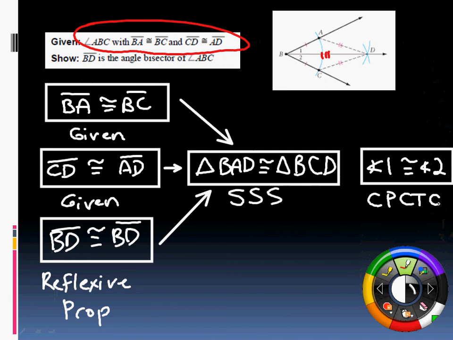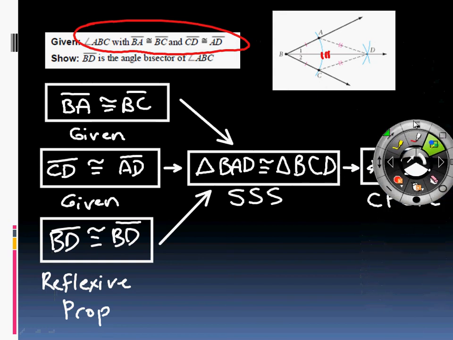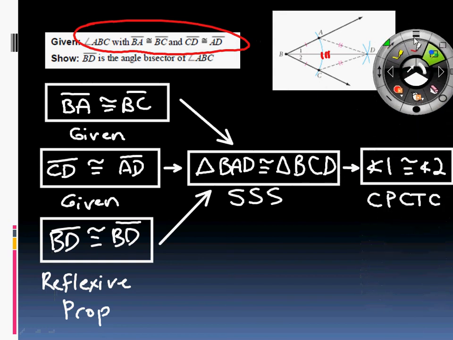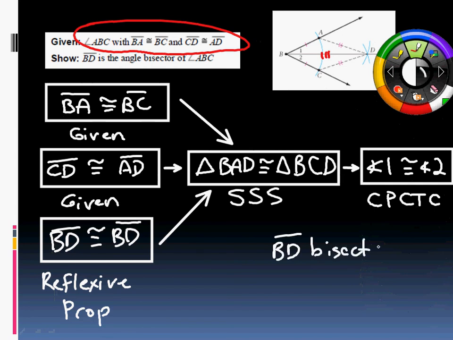I need to have an arrow that goes in here as well. I'm just going to have a little tiny one that goes from this one to this one. So now I have that my angles are congruent to each other. But if angle 1 is congruent to angle 2, that means that that angle's being bisected. So the very last thing that I'm going to say then is that BD bisects angle ABC.